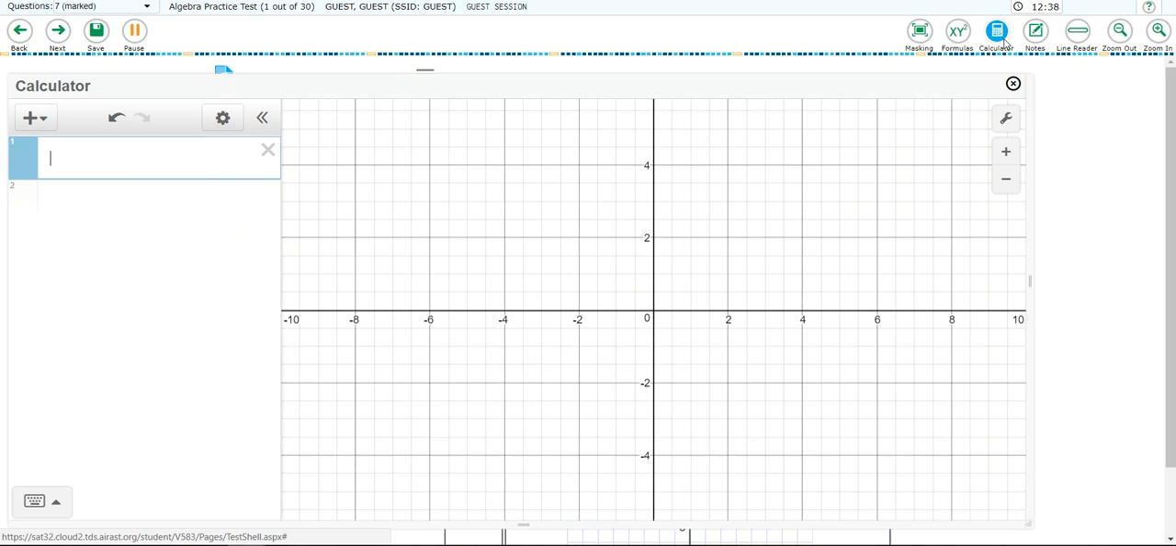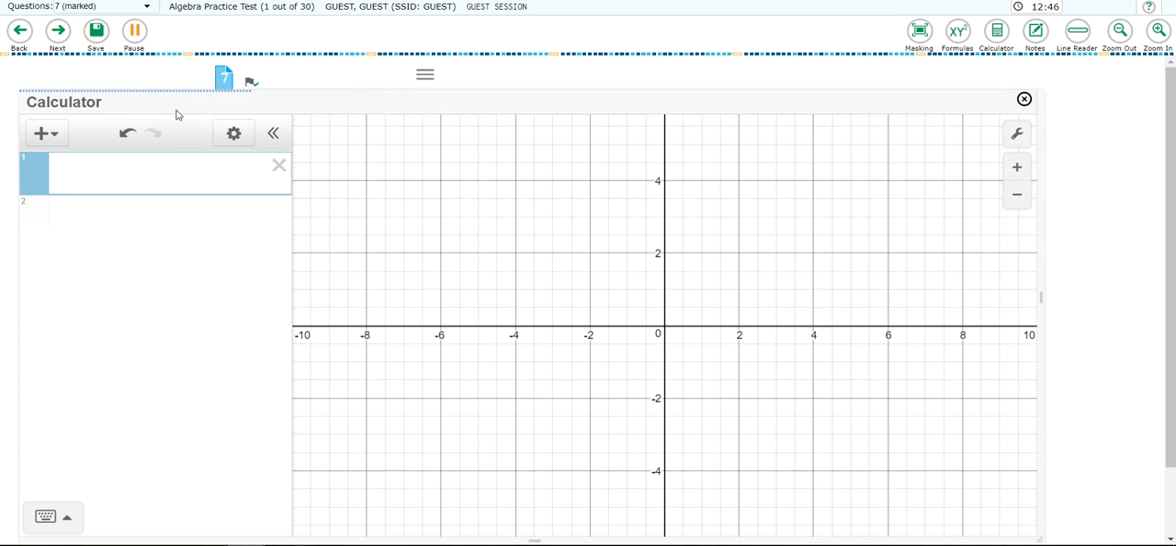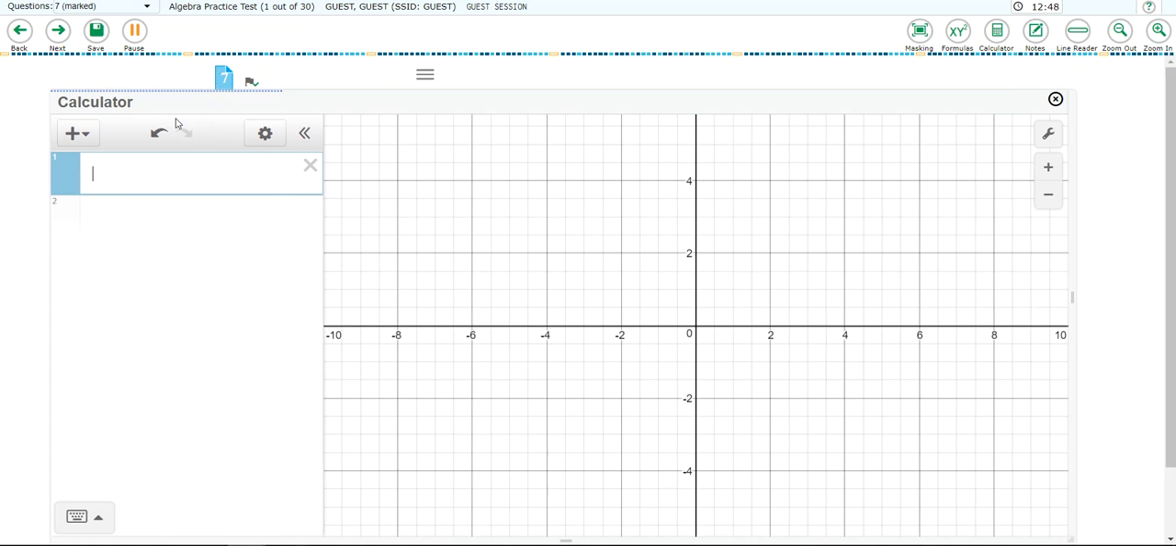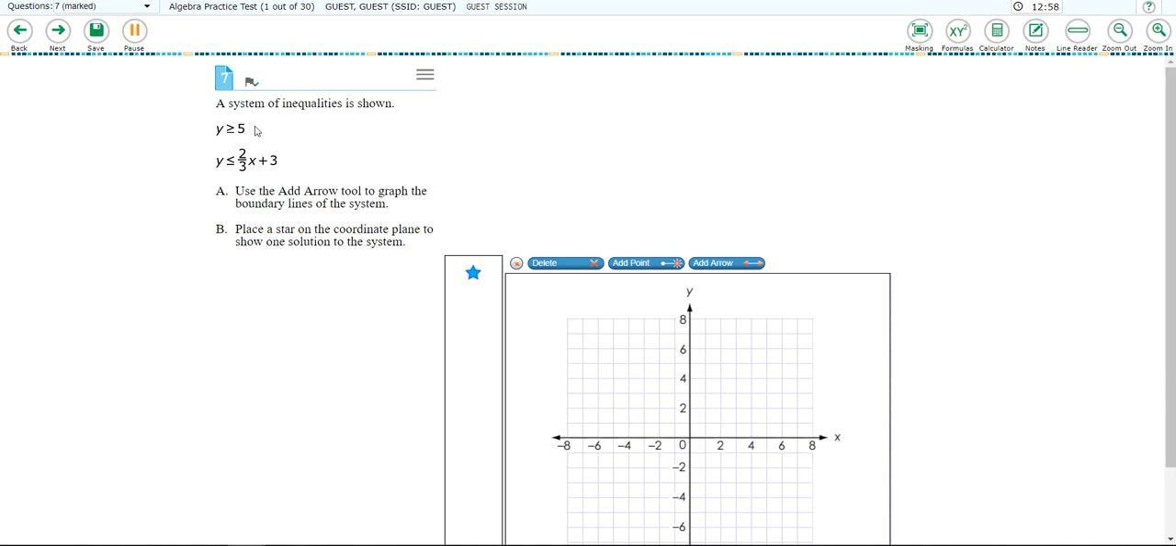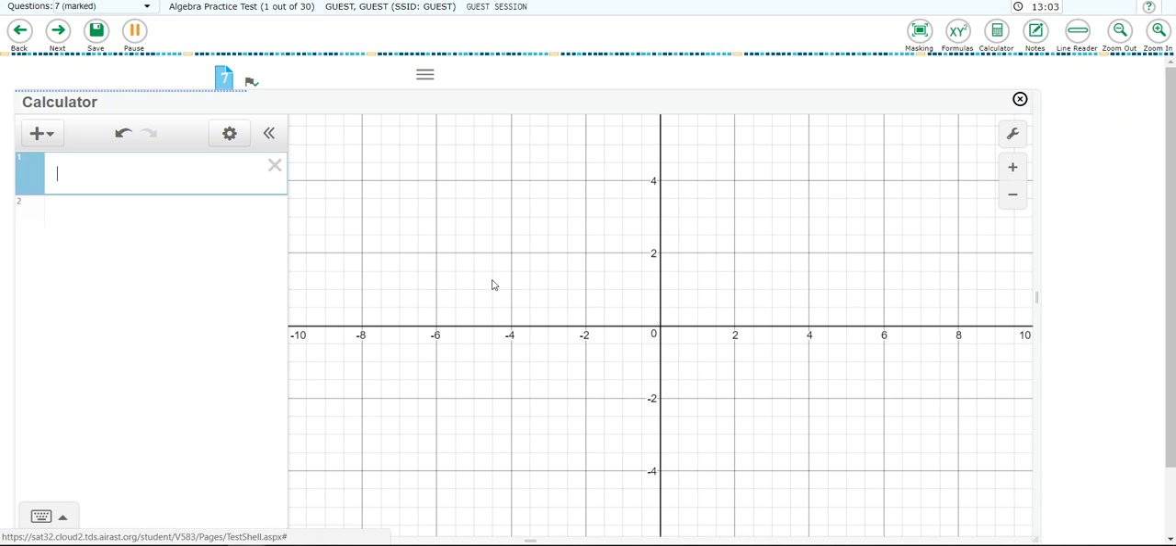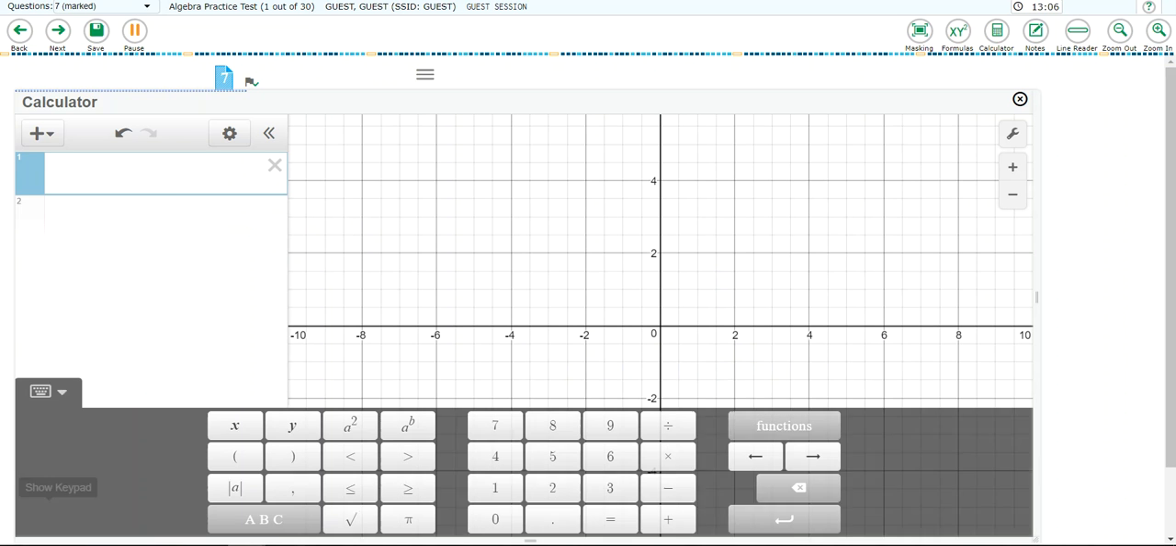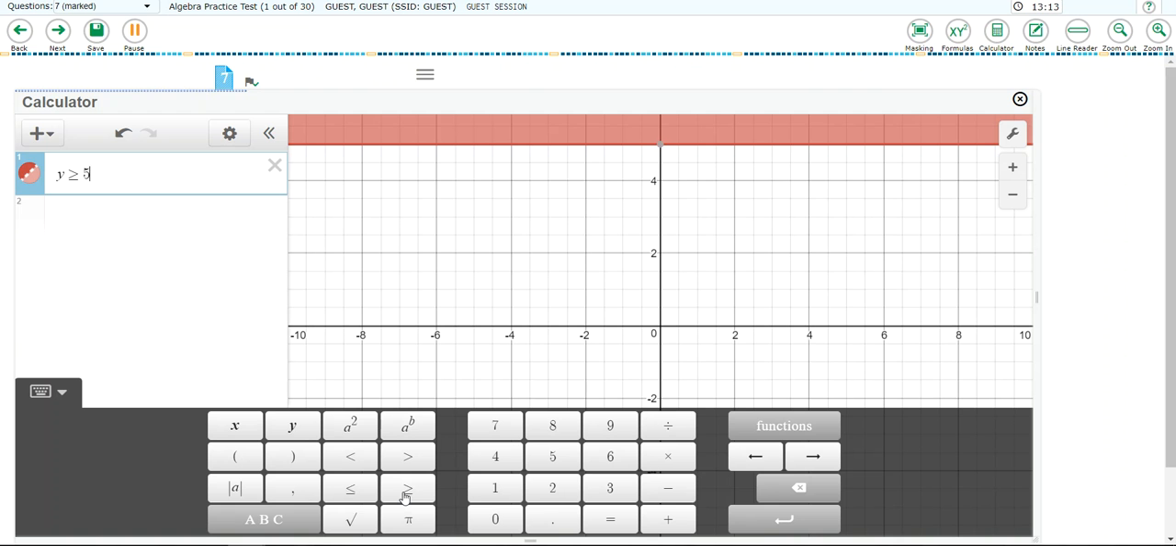Well, let's go ahead and graph those. Like I said, that was kind of finicky. So what I'm going to do is type those in. If you're having a lot of difficulty with this calculator, write them down on your sheet of paper and then transfer them into here. So this is y is greater than or equal to 5. So I have y, typed it in the keyboard, greater than or equal to 5.